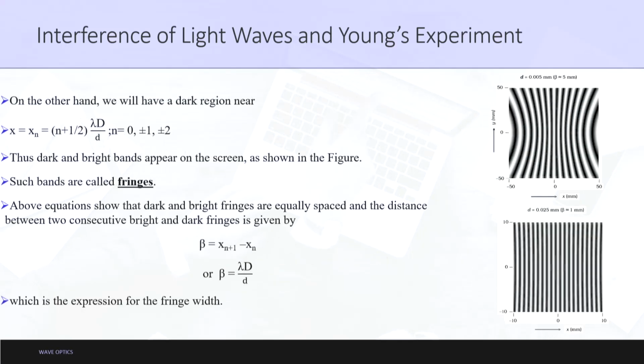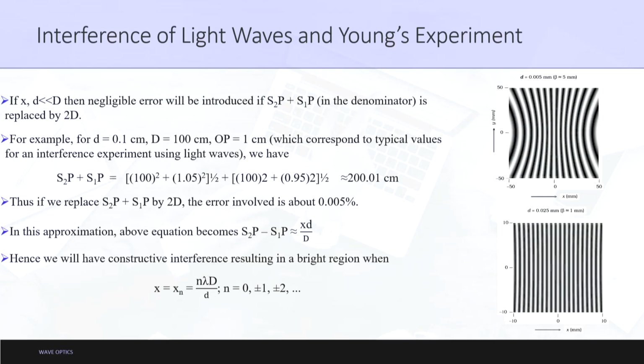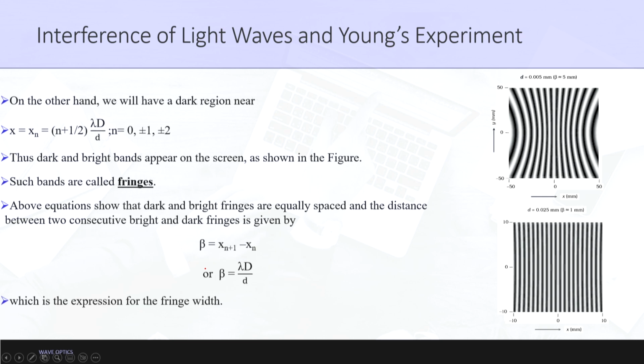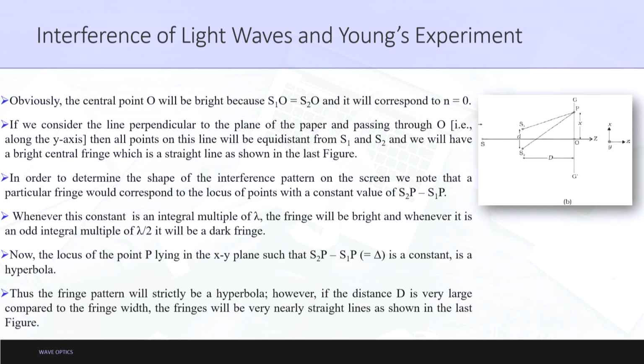For constructive interference, the value of x should be n lambda capital D by small d, and for the dark fringe it is n plus 1 by 2 lambda capital D by small d. Finally, the fringe width concept was explained, which is nothing but the distance between two consecutive bright or dark fringes. On mathematical calculation, we find that its answer is equal to lambda capital D by small d. Okay, so now let us move on to the further discussions for Thomas-Young's experiment and interference of light.